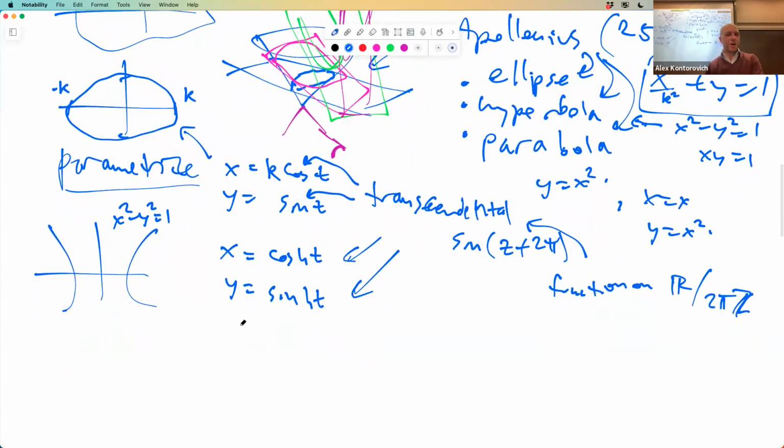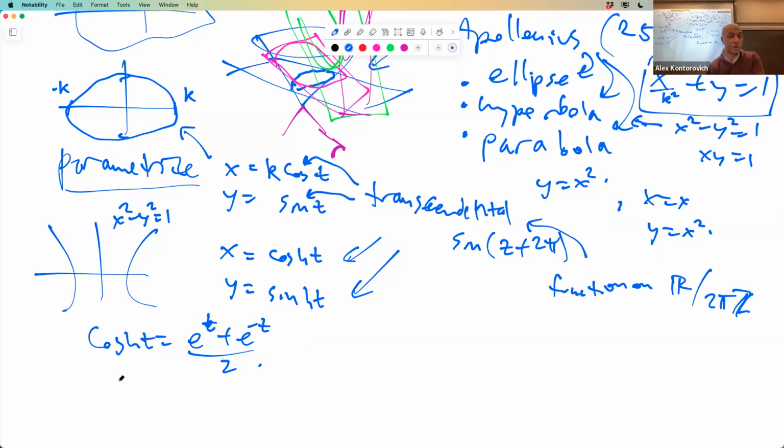Cosh and sinh. Cosh, remember cosh? You guys know what cosh is? What is it in terms of? Perfect. Yeah, e to the t plus e to the minus t over 2. Right, that's cosh. It's just cosine with it instead of t.